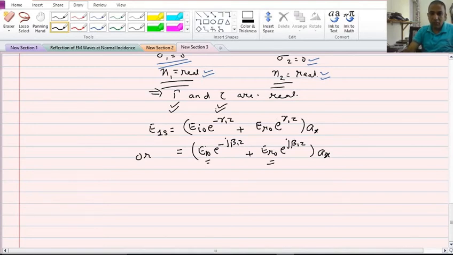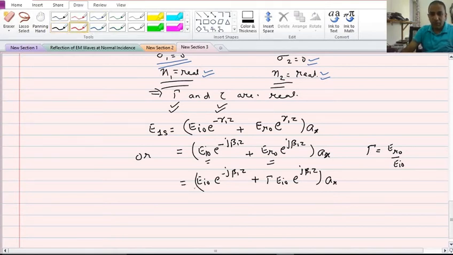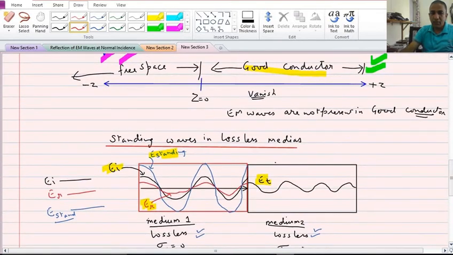Or if we write the reflection coefficient in terms of rho, that is rho is equal to Er naught divided by Ei naught, then this becomes Ei naught e raised to the power minus j beta 1 z plus rho times Ei naught e raised to the power j beta 1 z ax. You can see here that the incident wave has maximum amplitude Ei naught, whereas the reflected wave has maximum amplitude rho times Ei naught. It means Ei naught is not equal to Er naught, and this is clearly shown here in this case.